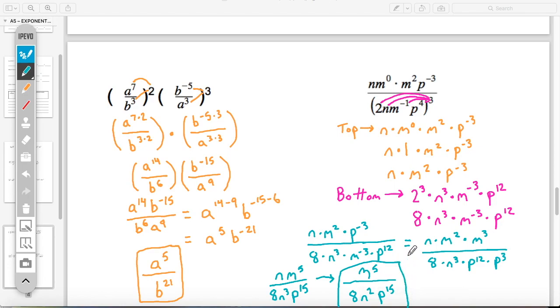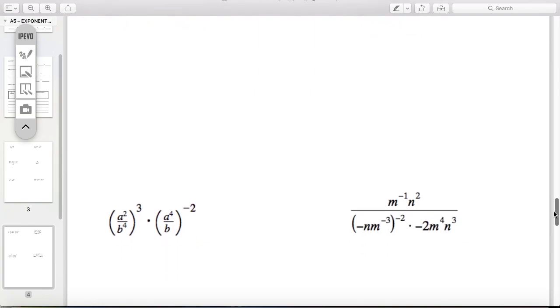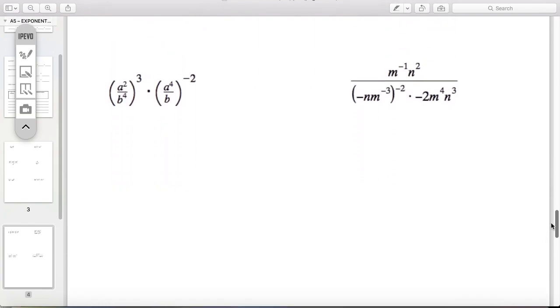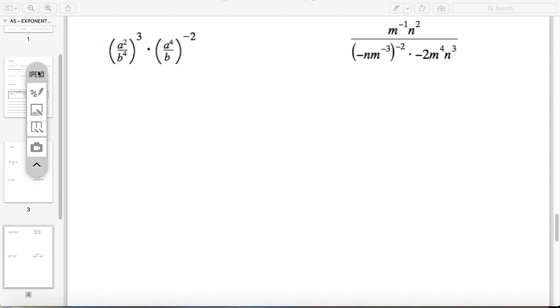Okay. Again, this one looks really complicated right from the start, but we just broke it down step by step. We didn't tackle it all at once, and we came out to a nice solution. Okay, pause the video if you need more time. Okay, last two for this video. So let's take a look at these last two examples.